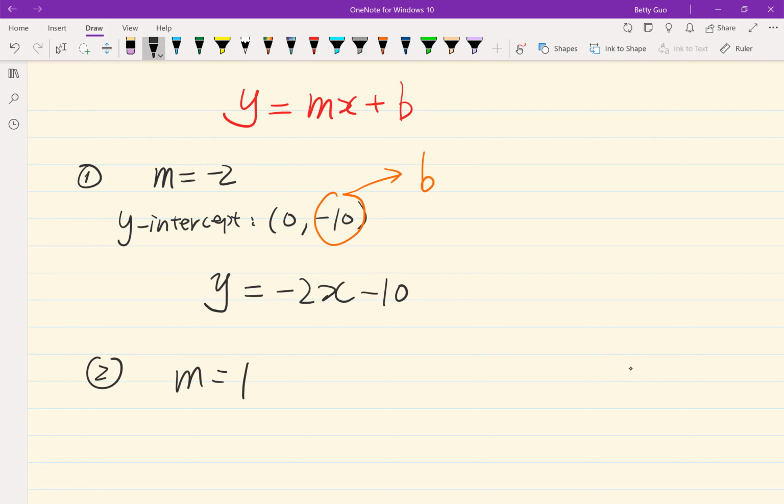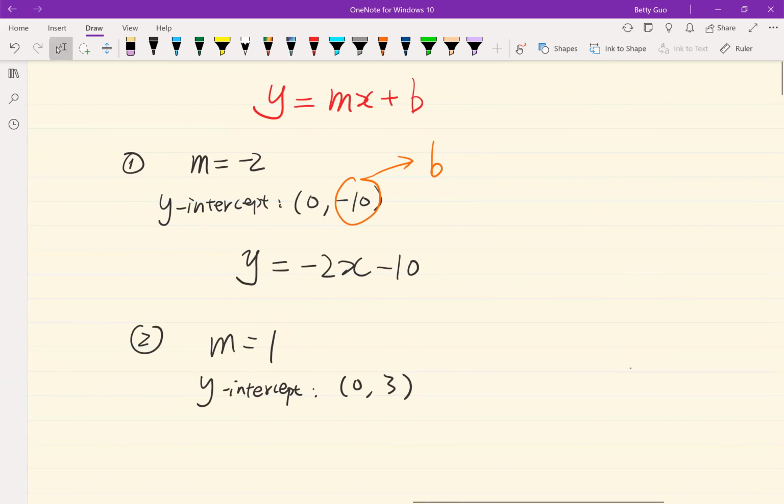Slope is 1. Y-intercept is 0, 3. How do you write the equation of the line in the slope-intercept form? Y equals 1 times x plus 3, right? Yeah. So 1 times x, sometimes we do not write 1. So it's just y equals x plus 3.